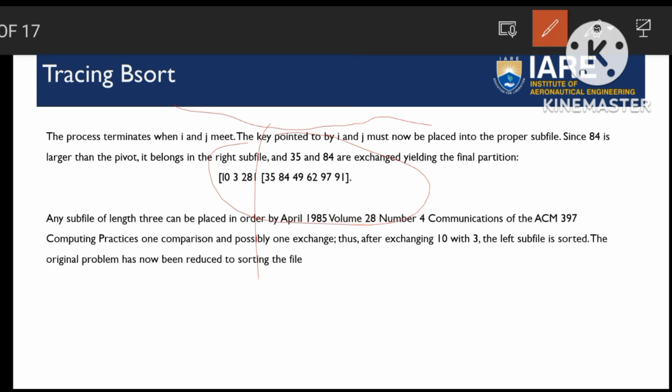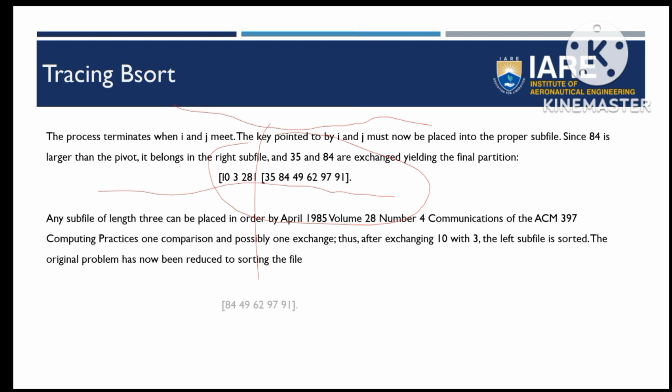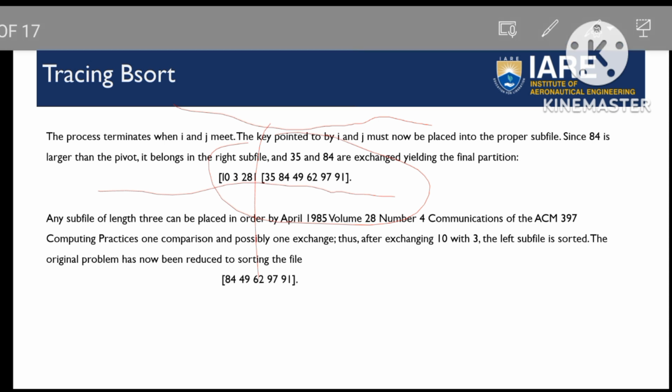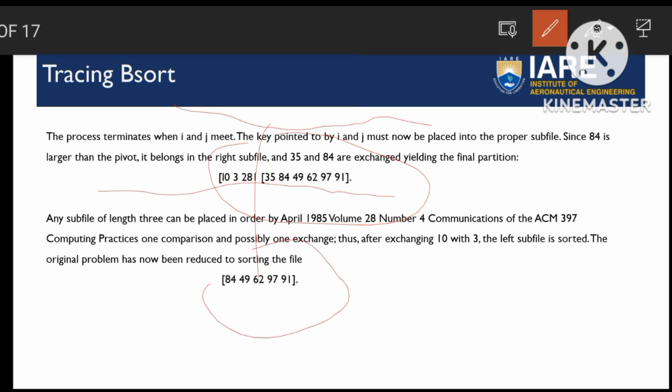Here any subfile of length 3 can be placed in order by a few comparisons. After exchanging 10 with 3, the subfile is sorted, and the original problem has now been reduced to sorting the other subfile. Now we can go to 84, 49, 69, 91.